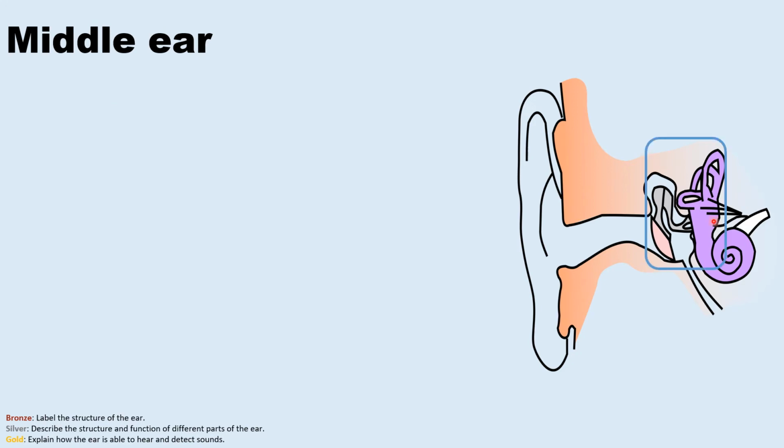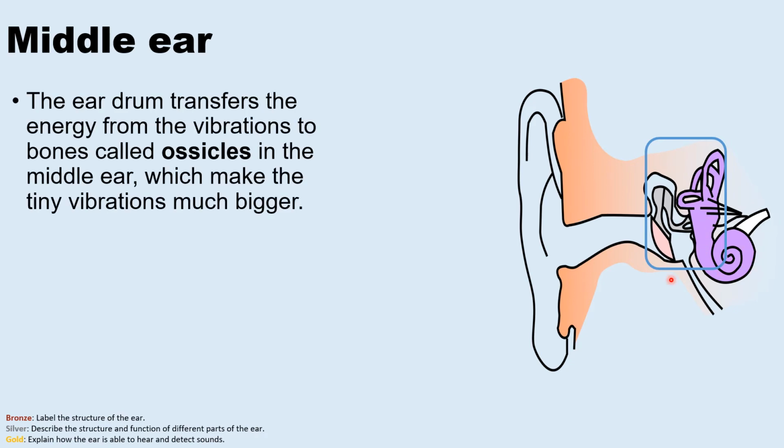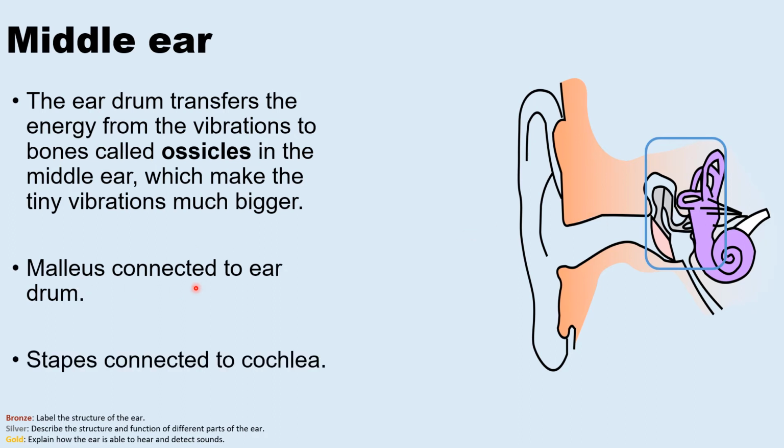So your middle ear is this bit here. I should have brought this in a little bit further because that's the inner ear. So the eardrum transfers the energy from the vibrations to the bones, which are called the ossicles, and these are here, and they are in the middle ear, and they make tiny vibrations made by sound waves much bigger. And then you've got the malleus, which is connected to the eardrum, and the stapes is connected to the cochlear. So here is your malleus, and then here is your stapes.